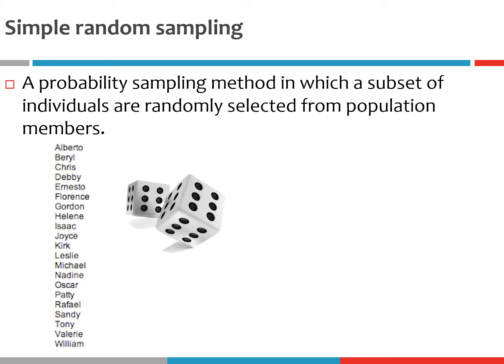perhaps you took a die, and you rolled it, okay? And if you got the number 2, then you would take the second person on the list. If you got the number 4, you would take the 4th person on the list. If you got the number 8, you would take the 8th person on the list, and so on, right? So you're drawing names at random from the population for selection into your sample that you're going to use, right?